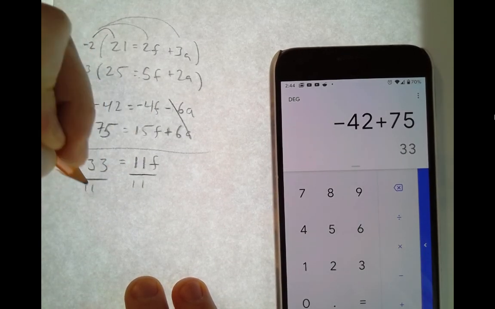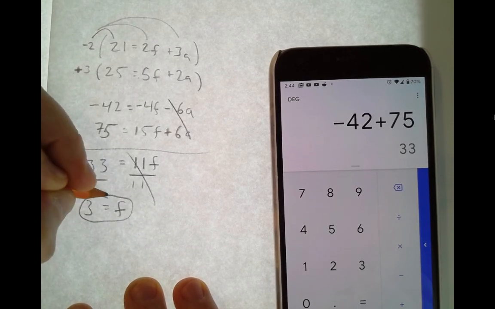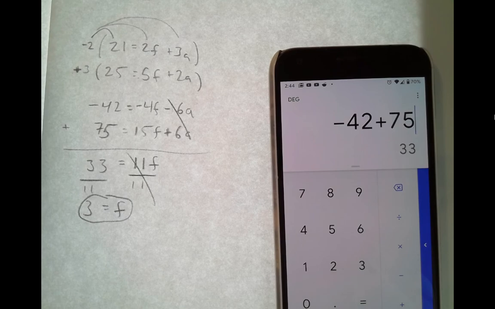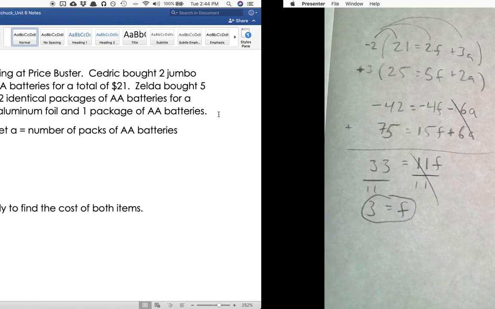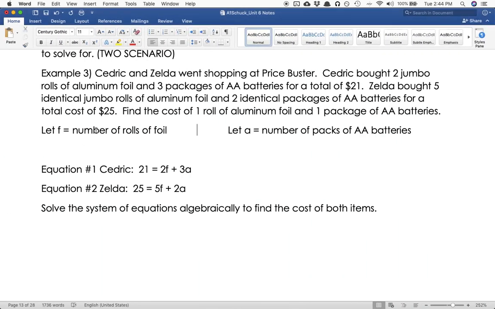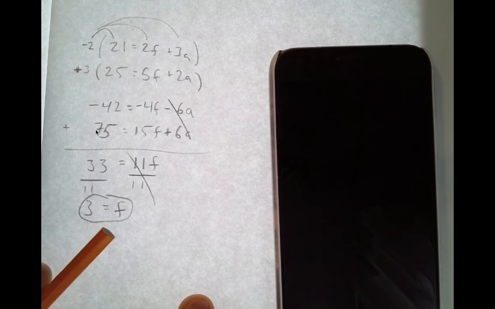We're almost already done. Divide both sides by the 11. 3 is equal to f. That's the number of rolls of foil? Hold on. They wanted the cost of a roll of foil. Sorry. I should say the cost of a roll of foil and the cost of a pack of AA batteries. Okay, sorry about that. So we got that $3 is the cost of a roll of foil.